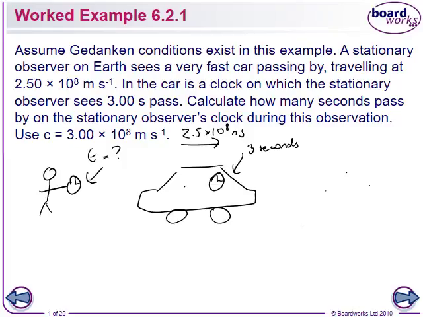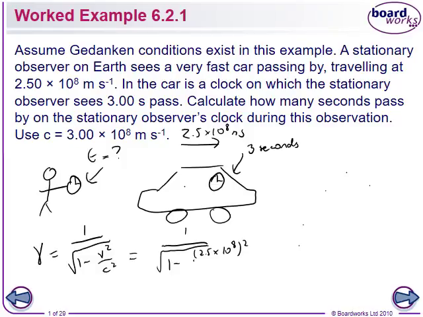Okay, so first of all, we need to work out our Lorentz factor. So our Lorentz factor is 1 over the square root of 1 minus v squared on c squared. So v is 2.5 times 10 to the 8. So we can do 1 over the square root of 1 minus 2.5 times 10 to the 8 squared on 3 times 10 to the 8 squared.